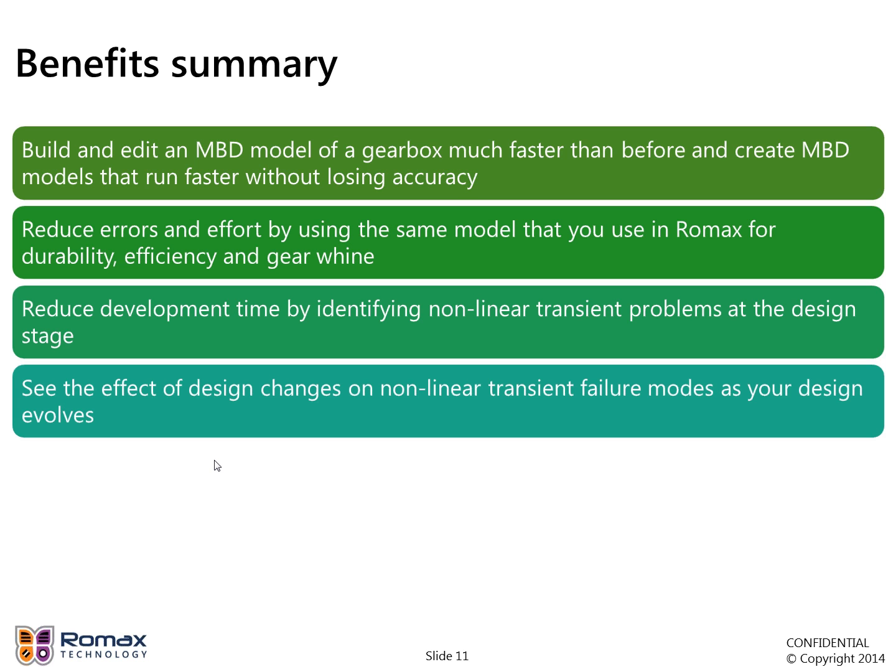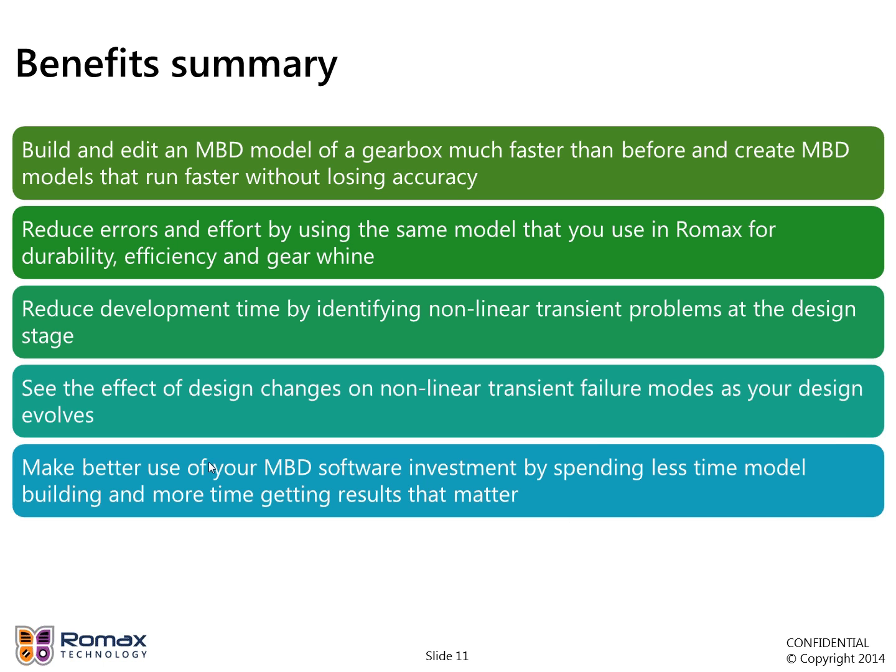As part of this right first time approach, we can see the effect of design changes very easily simply by changing the parameters in the Romax model, re-exporting the model using DynamicFUSION and simulating again. It's very quick and easy to do that. So as the Romax model changes, you can see how these non-linear transient failure modes that can only be simulated in a multi-body context behave as your design evolves.